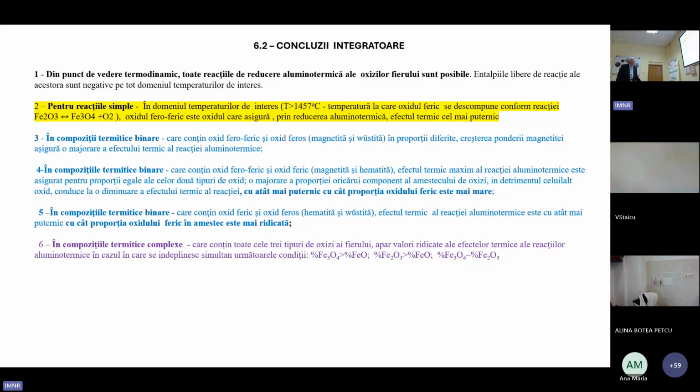În compozițiile termitice complexe ternare, efectul termic este cu atât mai mare, cum am prezentat și mai înainte, atunci când sunt îndeplinite cumulativ cele 3 condiții care sunt pe ultimul rând în dreapta: Fe3O4 mai mare, ca proporții, decât FeO și așa mai departe.